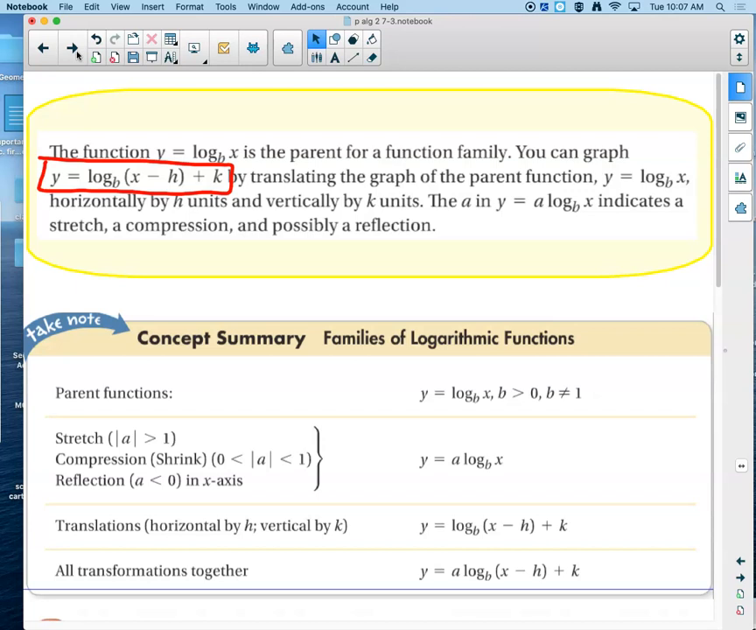If it's a number that's bigger than 1, we've got a vertical stretch. A fraction between 0 and 1, a compression. Could have a reflection if there's a negative in front of it. The question is, when do you use that?